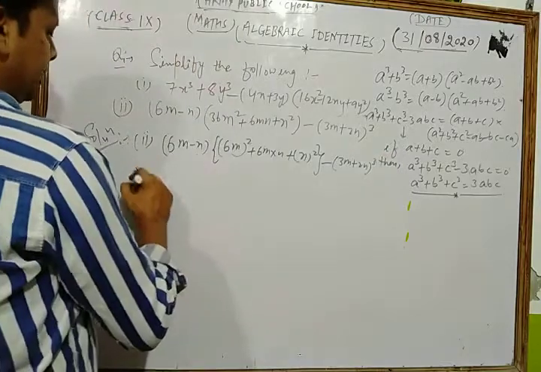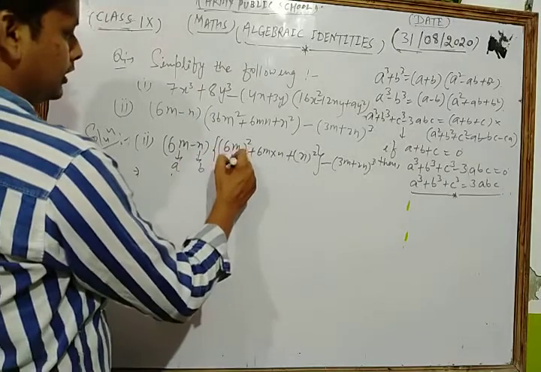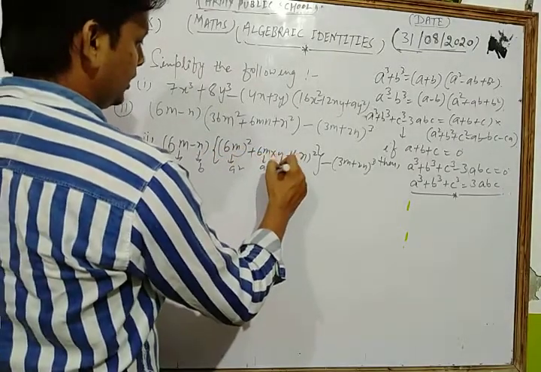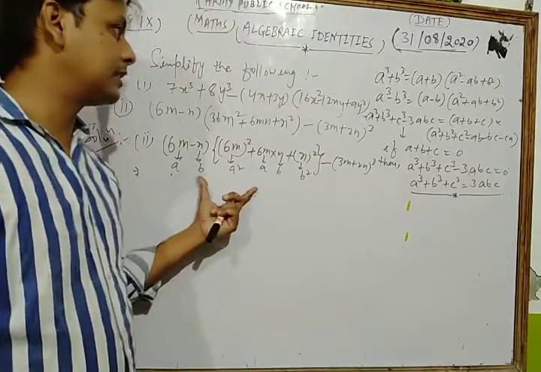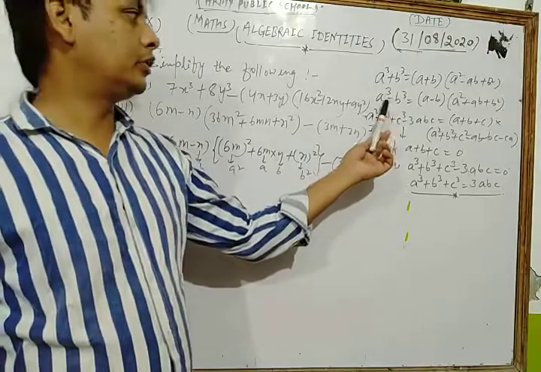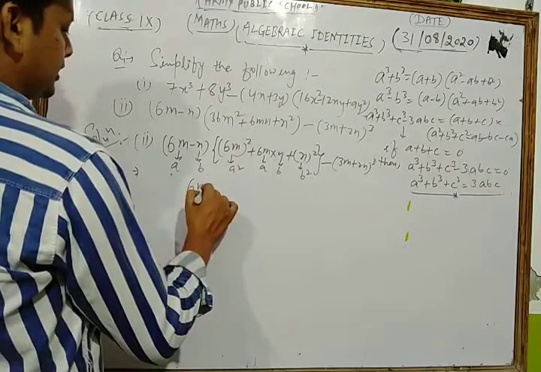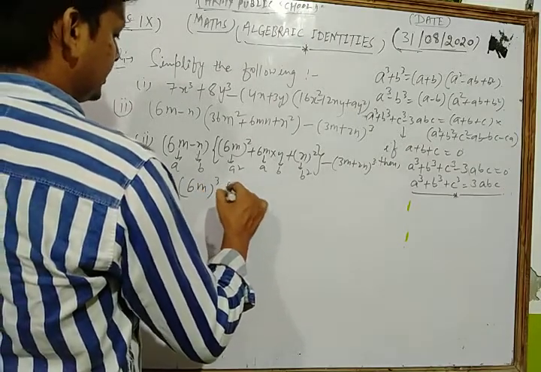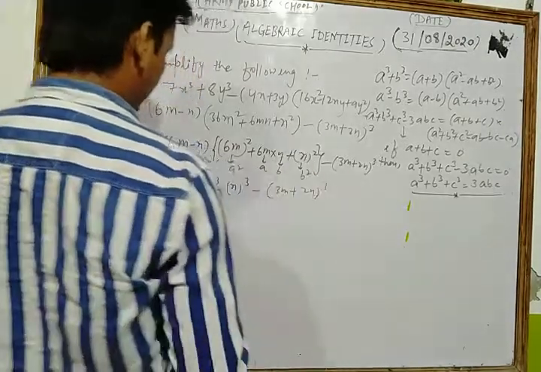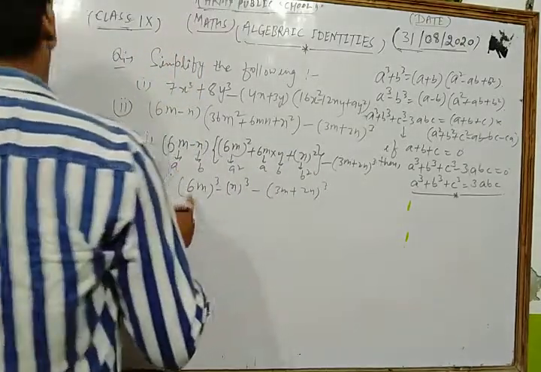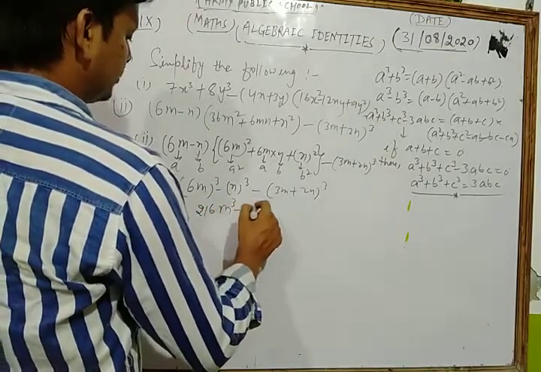Now look, we take 6m as a, this as b, this is a square, this is a into b, this is b square. So look, best friend, this is based on the algebraic identity a cube minus b cube. So we can write this value as a cube means 6m cube minus b cube as n cube, and minus (3m plus 2n) whole cube as it is. Now 6 cube is 216 m cube minus n cube.